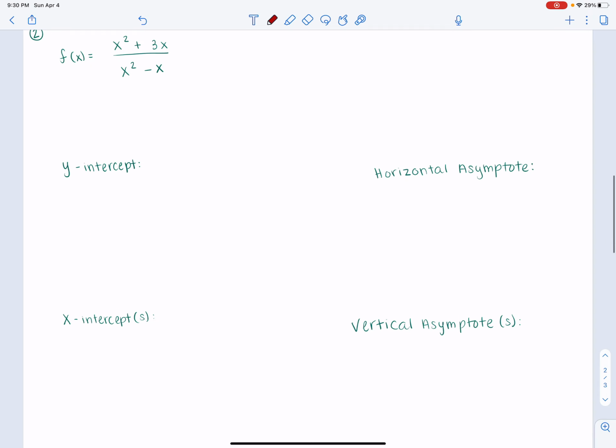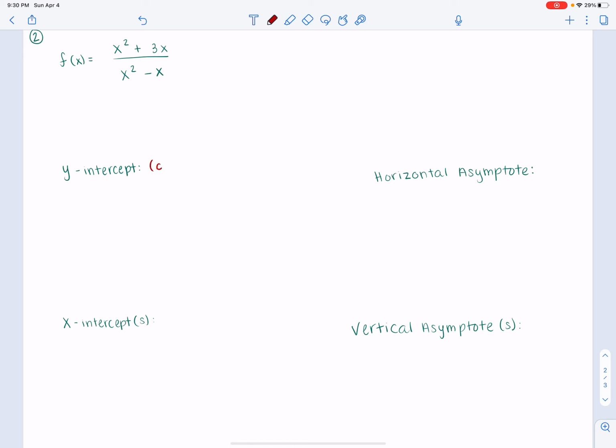All right, the y-intercept. Remember, the y-intercept happens when x is 0. You want to know the number for y. So if I take my function and replace x with 0, it's equal to 0 squared plus 3 times 0 over 0 squared minus 0. If I simplify that, I get 0 over 0, which is a little confusing, but remember, anytime you get 0 in the denominator, then this is an undefined situation, which means it doesn't happen. So if it doesn't happen, I do not have a y-intercept. So there is no y-intercept.